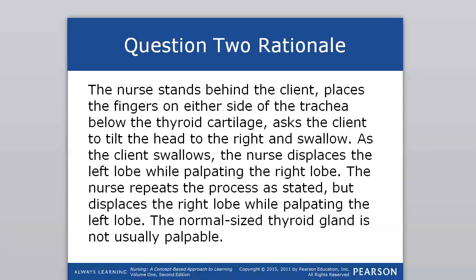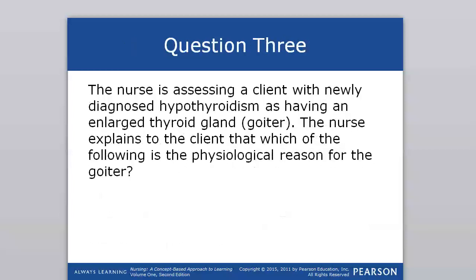All right, so let's go to question 3. The nurse is assessing a client with newly diagnosed hypothyroidism as having an enlarged thyroid goiter. The nurse explains to the client that which of the following is the physiological reason for the goiter.